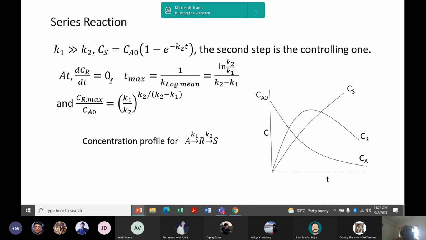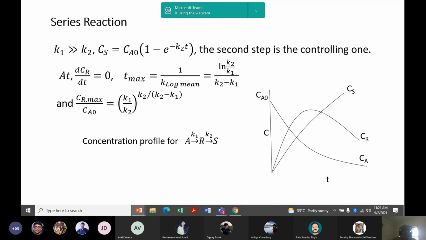At dCr/dt equal to 0, differentiating with respect to time and equating to 0, you will get T max is ln(K2/K1) divided by (K2 minus K1). It is called K log mean, just like LMTD, the K log mean rate constant. And Cr max by Ca0, after substitution of T max, you will get Cr max by Ca0 is (K1/K2) to the power K2/(K2-K1). So this final solution, this Cr max by Ca0, is also applicable for solving problems.